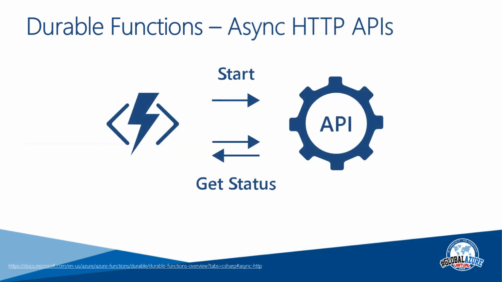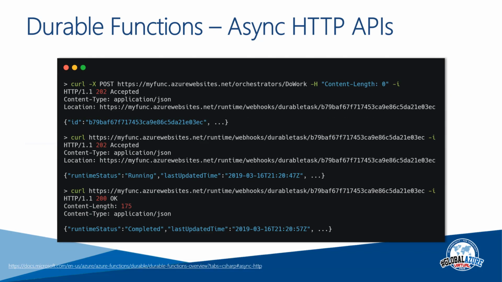Now, Azure Functions has a way for you to start the call and then check on the status of the job. So here we have a curl command. In the first curl command, it says here, do some work. And that's what the first line says. The result of that would be a JSON message.